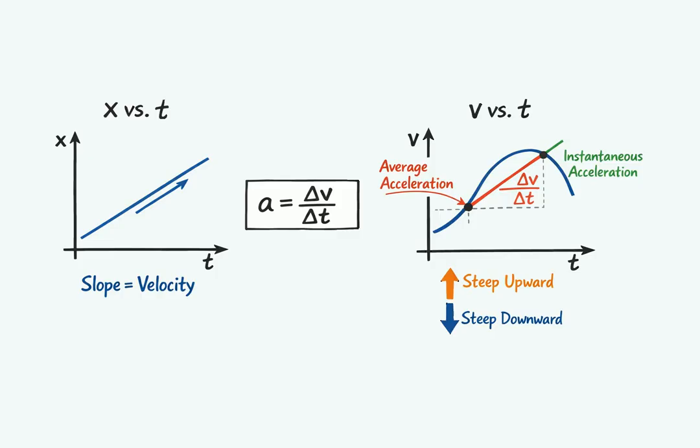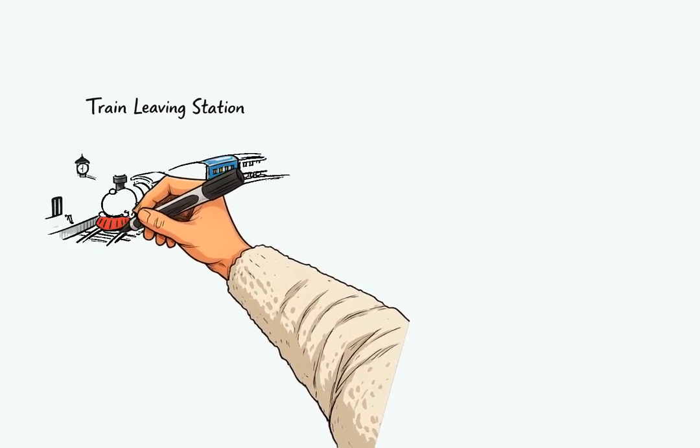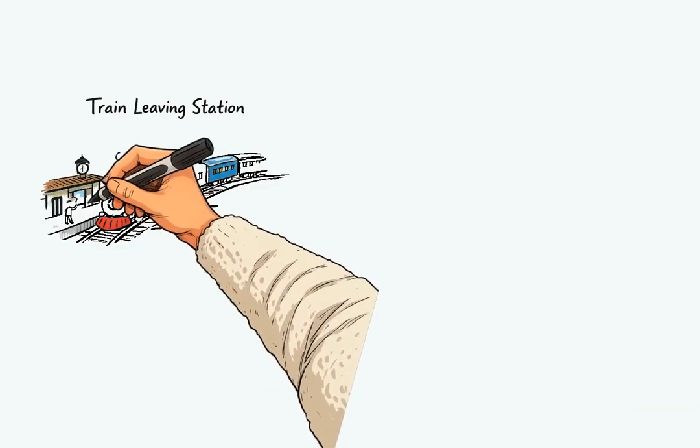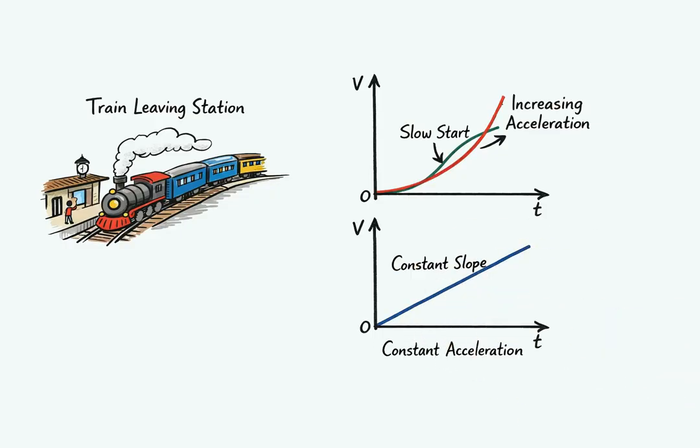A steep slope means a large magnitude of acceleration. If the slope is steep upward, velocity is changing quickly in the positive direction. If it's steep downward, velocity is changing quickly in the negative direction. A train leaving a station provides a useful picture. If its v-t graph starts at v equals 0 and rises gently at first and then more steeply, the acceleration is small at first and larger later. And if the v-t graph is a straight line, the slope is constant, meaning acceleration is constant, a special case that will soon let us derive the standard kinematics equations cleanly, Survey Ch2.